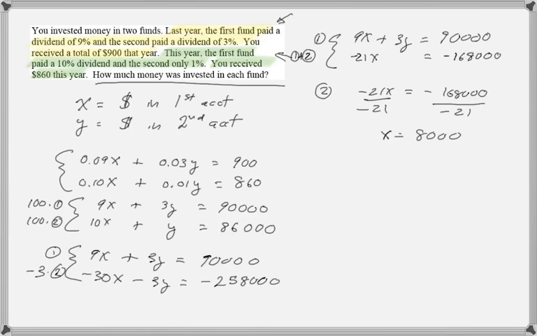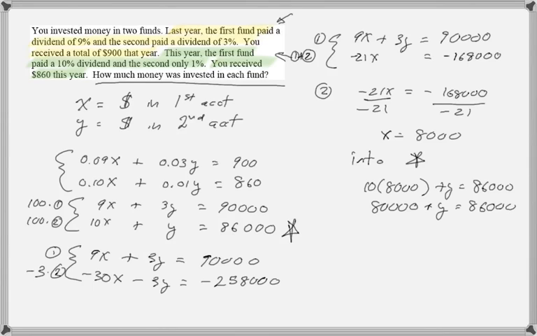To figure out how much money was in the second account, I need to substitute that value into a nice equation, and I really like this guy with the star. So I'm going to put that into my star equation. I know that 10 times whatever x is, 8,000, plus y is 86,000. So 80,000 plus y is 86,000, and y is 6,000. So I know what x and y are, which means there was a total of $8,000 in the first account, since x was the first account, and there were a total of $6,000 in the second account.